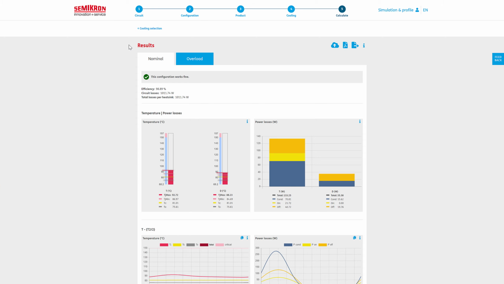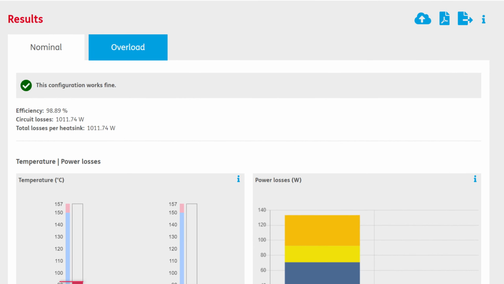When the simulation has been successfully completed, the result page opens, which, by default, shows the results of nominal operating conditions first. The first line contains an evaluation of the results. All temperatures at nominal and overload conditions are taken into account for the evaluation. It monitors whether critical temperature limits are exceeded.